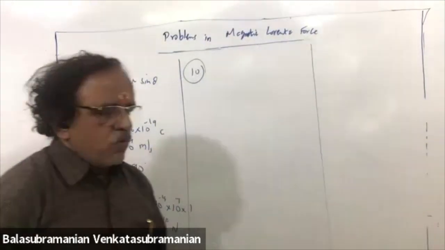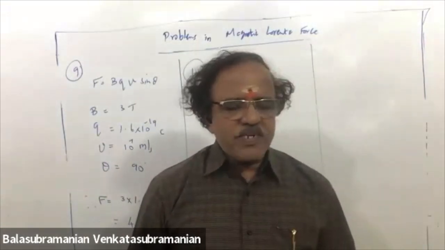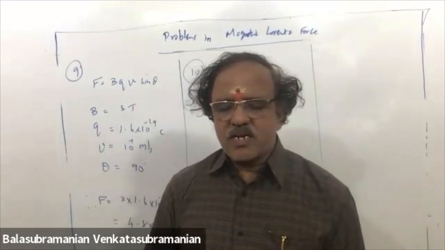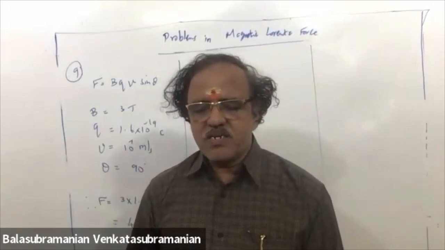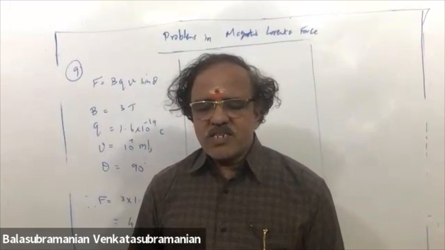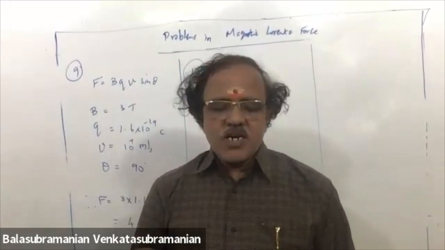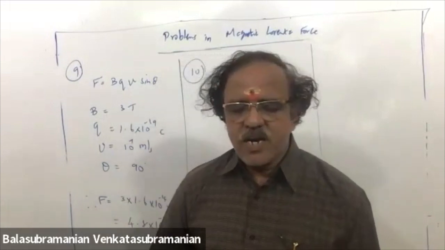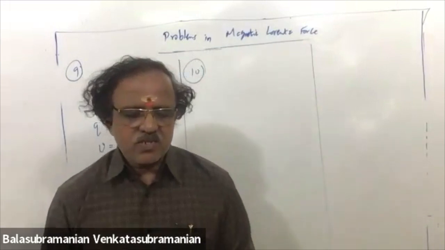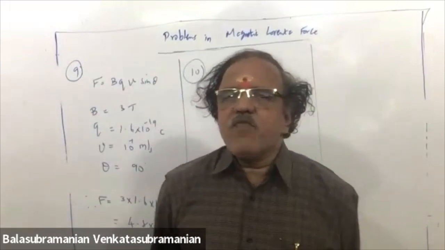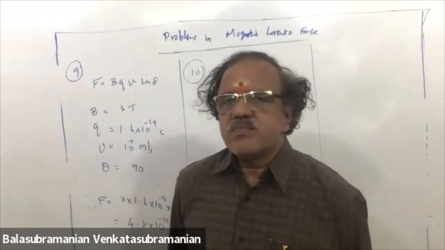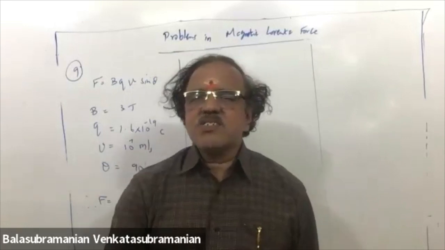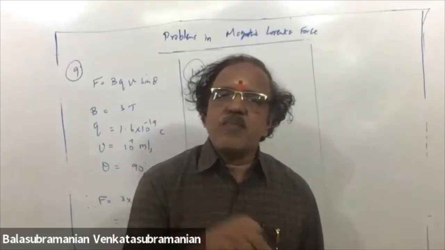An electron is moving at 10 power 6 meter per second in a direction parallel to a current carrying conductor, with 5 ampere current flowing through a straight wire, at a perpendicular distance of 10 centimeter in air. Calculate the magnitude of force experienced. See here, force is not asked directly. Current is given, distance is given, so you have to calculate the magnetic field.